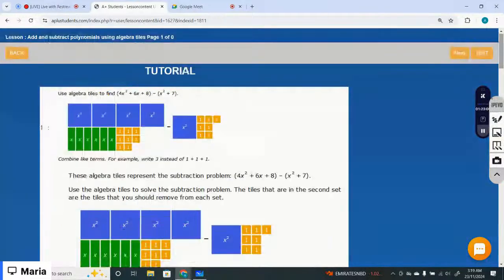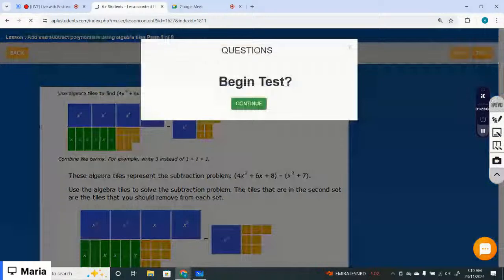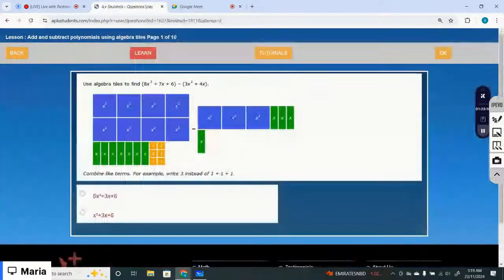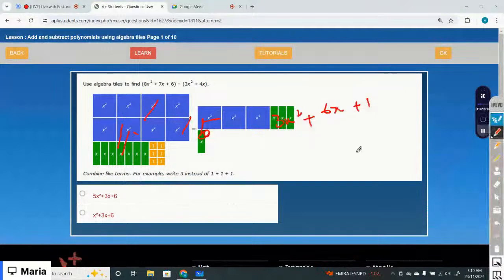Okay, let's just start with the test questions. 8x square plus 7x plus 6, you have to subtract 3x square and 4x. So same tiles cancel out because you are subtracting, right? So these three tiles cancel out with these three tiles. You are left with 1, 2, 3, 4, 5x square tiles. You have 4x tiles. So there you have to cancel out 1, 2, 3, 4, and these 4 tiles cancel out.